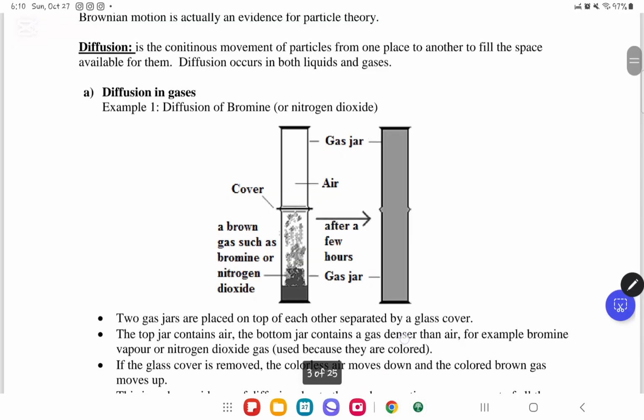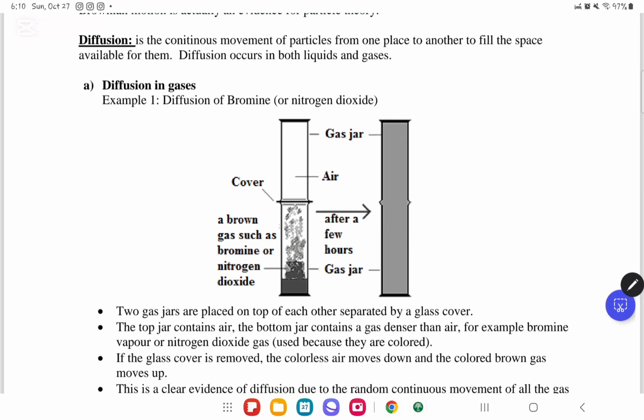So now, diffusion. Diffusion is the continuous movement of particles from one place to another to fill the space available for them. Diffusion occurs in both liquids and gases. Basically, for example, let's say you have water and you have colored water. When you add the colored water into the water, it will spread out and then all the water will become colored.